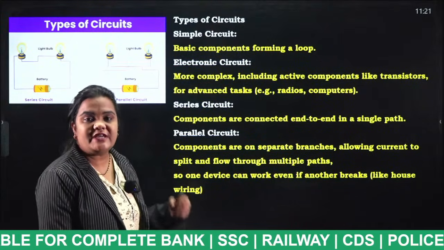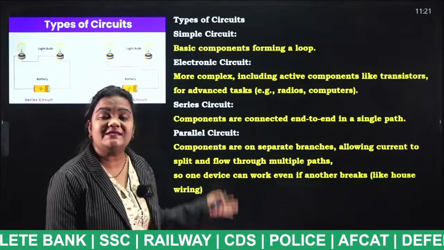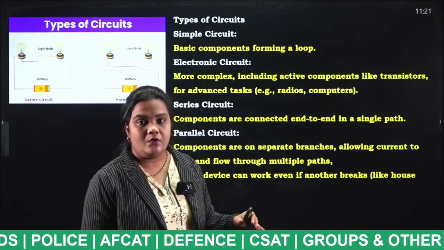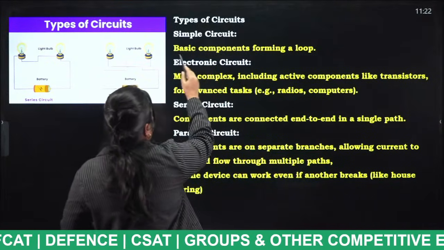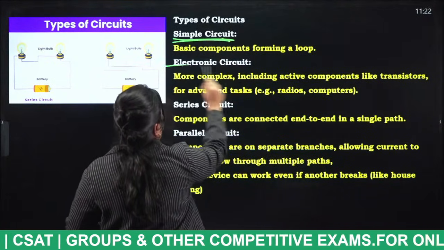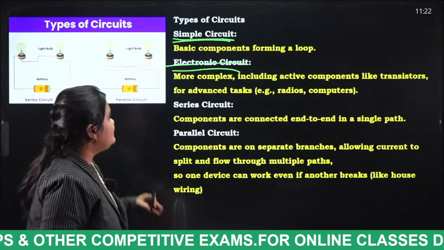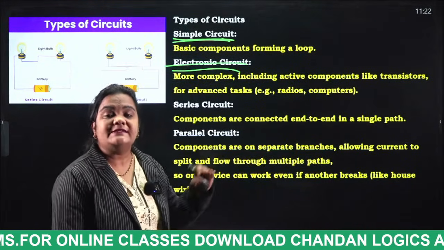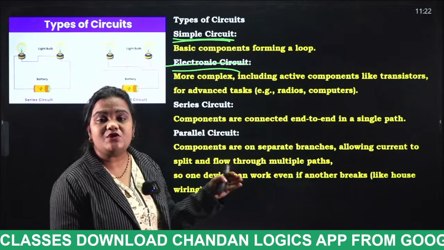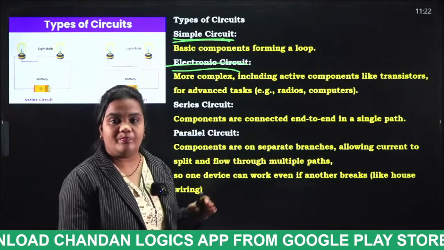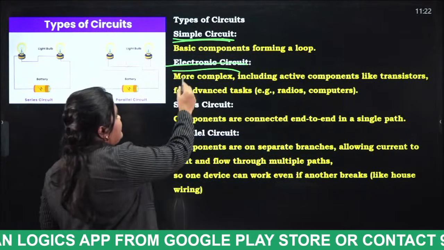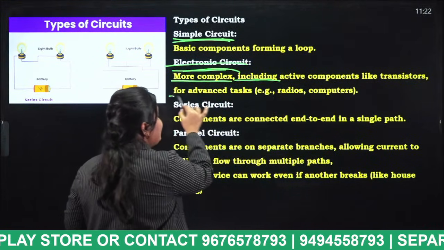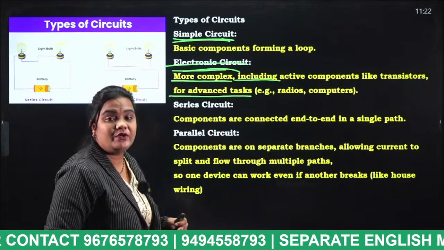Next, types of circuits. I have explained just now what a circuit is. A circuit is nothing but a continuous closed loop in which the electricity flows. And what are the types of circuits? Simple circuit and electronic circuit. What do you mean by simple circuit? The thing which I have explained just now is a simple circuit. A simple circuit consists of a continuous closed loop. Next one is the electronic circuit. More complex, including active components like transistors for advanced tasks like radios, computers.